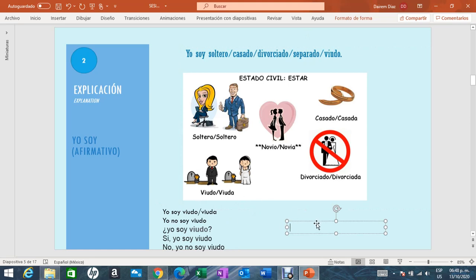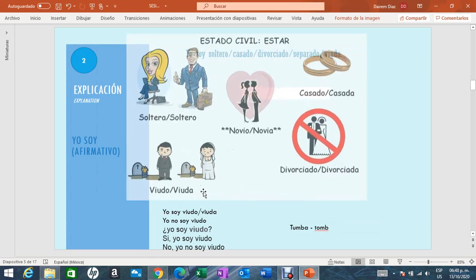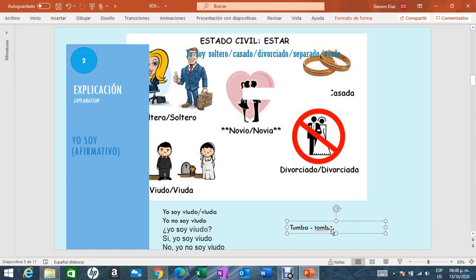What is the vocabulary here? We have una tumba. Tumba, tombstone, tomb. And we also have flowers. I don't know what this is. I would say they are flowers. Then you can say flores. Flowers in plural.